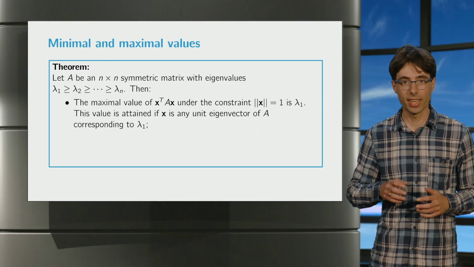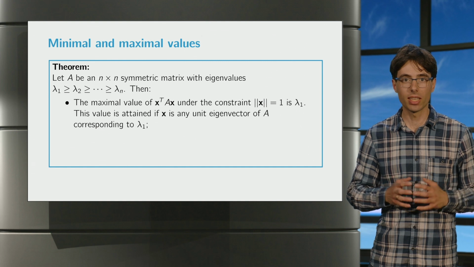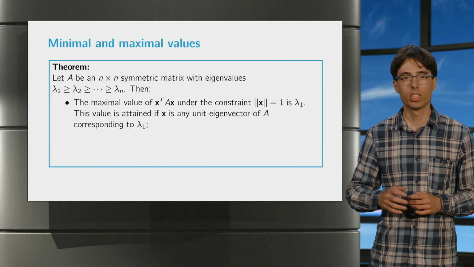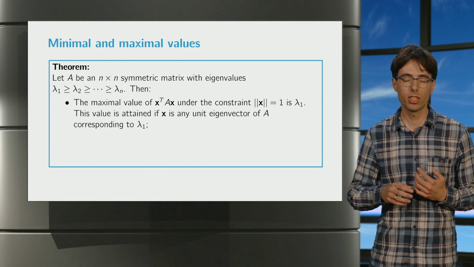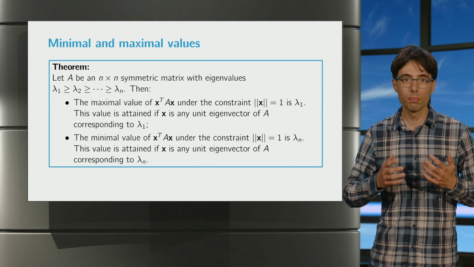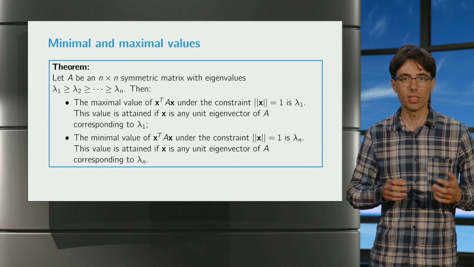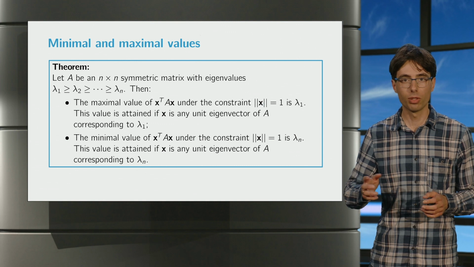This value is attained if x is any unit eigenvector corresponding to this eigenvalue lambda 1. Similarly, the minimal value of this problem is lambda n, the smallest eigenvalue, and it is attained if x is a corresponding unit eigenvector. We will not prove this result here.